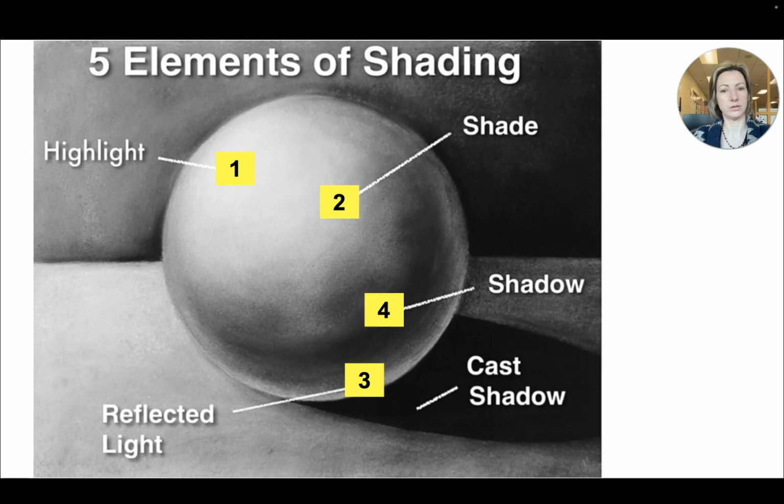Your shadow is going to be towards the darker end of the value scale. Your cast shadow should be the darkest. No light is hitting that portion of the drawing underneath that sphere, so that should be the darkest. And then also the cast shadow sometimes will fade out too. So make sure you understand these 5 elements. If you do, you're going to have way more successful drawings.